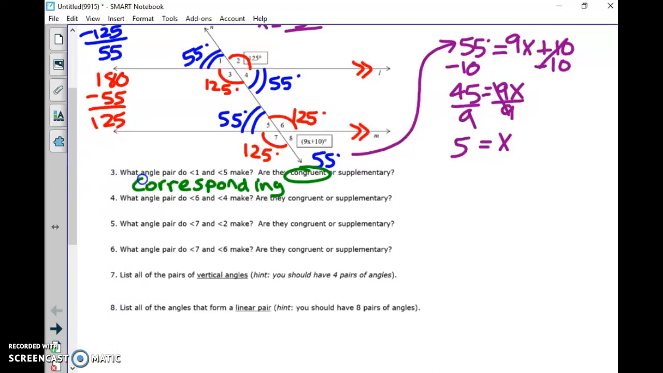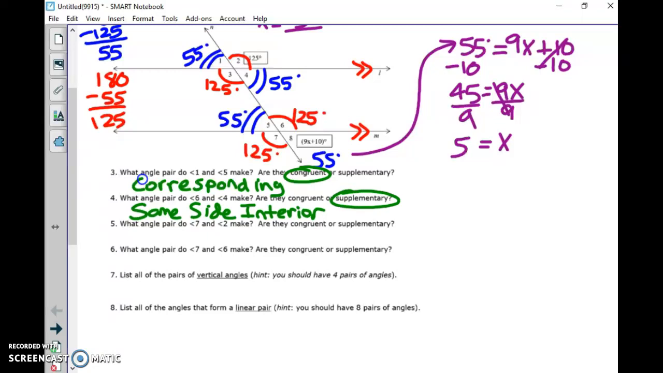Corresponding are congruent. If you look at angle 6 and angle 4, those are both in between the parallels, but on the same side of the transversal. So those are called same side interior. And if they're same side interior, again, same sides are supplementary.